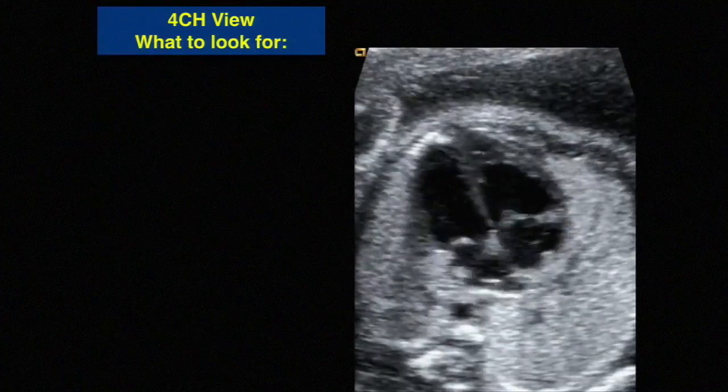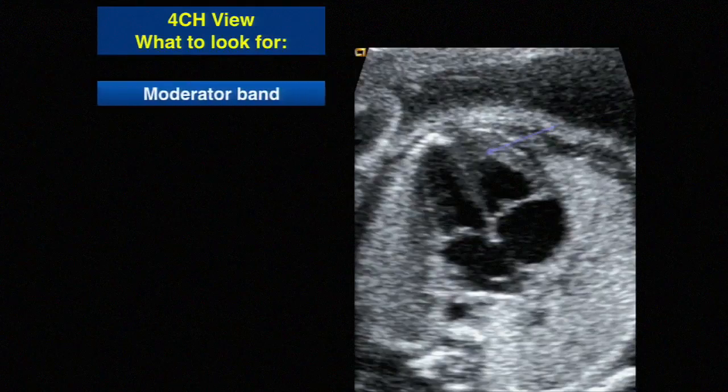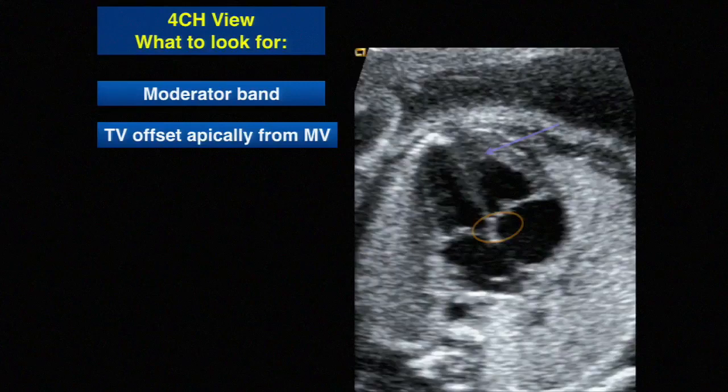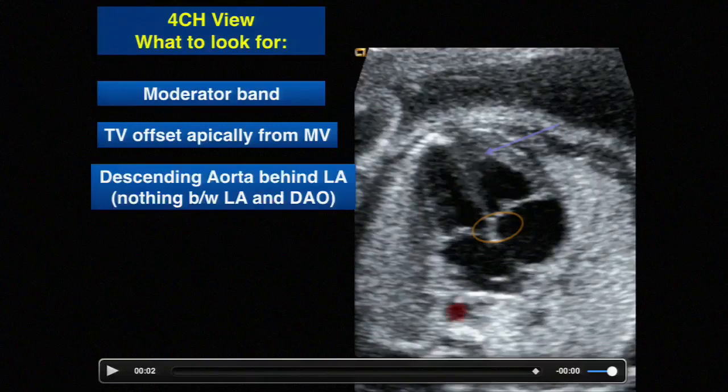And again, I know we've talked a lot about what to look for, but I think that the very important points are good to emphasize. So again, moderator band, marker for your right ventricle. Tricuspid valve should be apically offset from the mitral valve, and again, that tricuspid valve defines it as being the right ventricle. Look for the descending aorta.